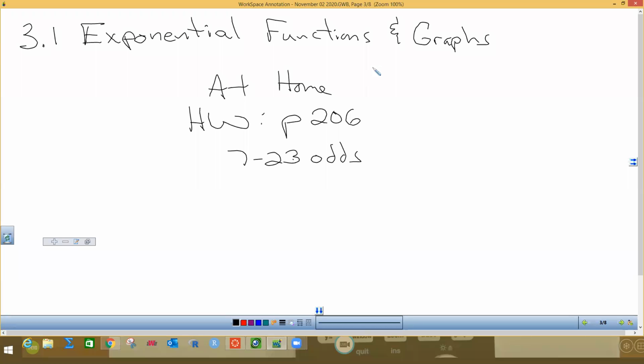All right, so this is the at-home notes for the exponential functions and graphs in 3.1. We're going to have a test over 3.1 through 3.4 right before Thanksgiving break. Your homework at home is 7 to 23 odds on page 206.